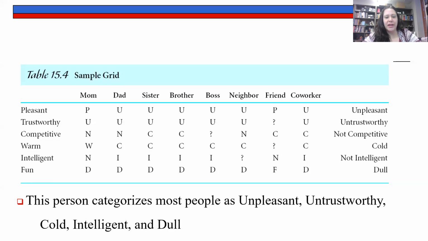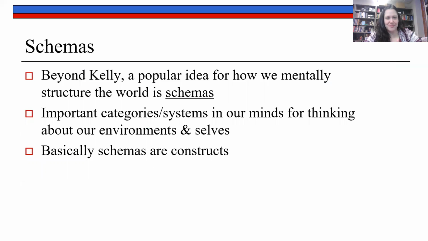So if you look at the whole grid, you'll notice that the person who took this particular rep test seems to find most people in their life unpleasant. So that's an interesting insight into the person taking the test, is that I generally categorize the people around me as unpleasant. You can also see that they're mostly untrustworthy, cold, intelligent, and dull. So this person who's taken this test doesn't seem to really get a lot of joy out of their social network. And that tells us again about the person who took the test.